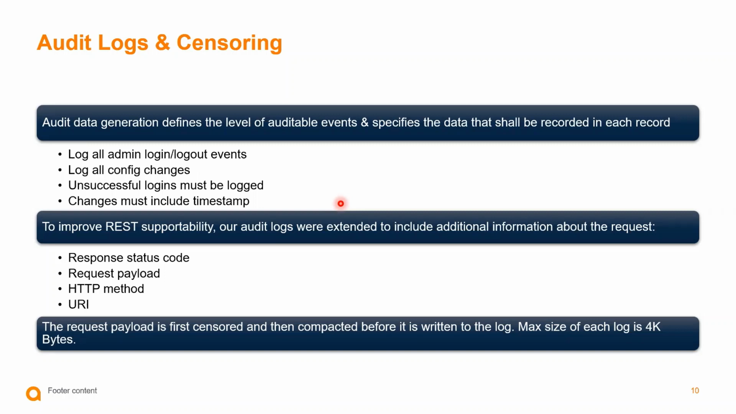To improve the supportability, our audit logs were extended to include additional information about the request. So these are the new attributes added as part of the log: response status code, request payload, HTTP method, and then URL. So this request payload is first censored and then compacted before it is written to the log. The maximum size of each log is 4K bytes. Beyond this size, all these logs will be truncated. Let's see the sample logs.